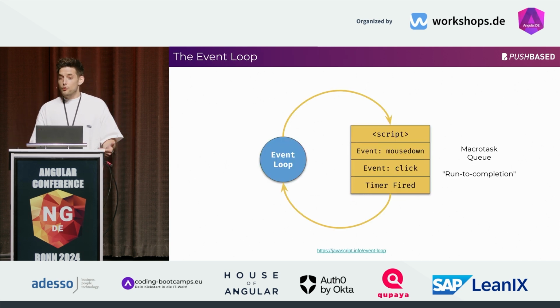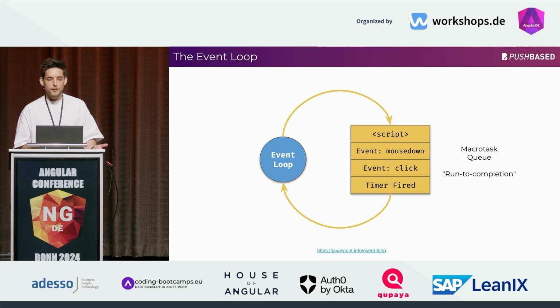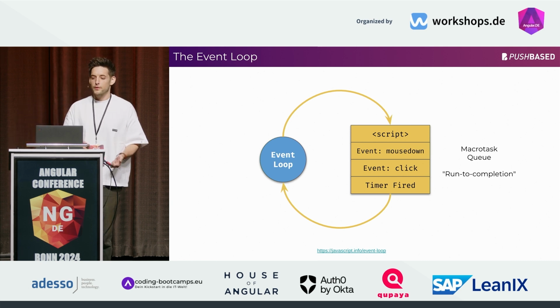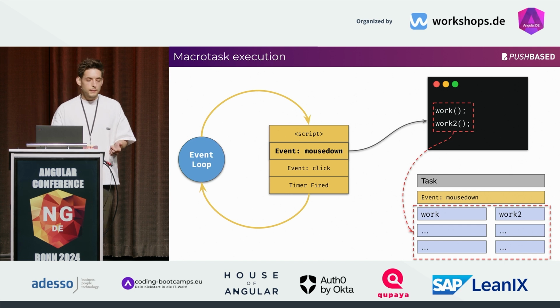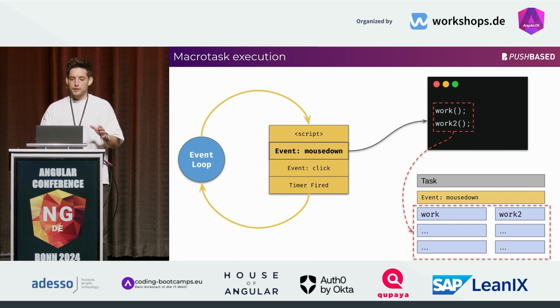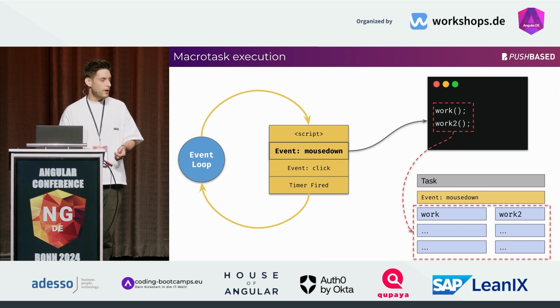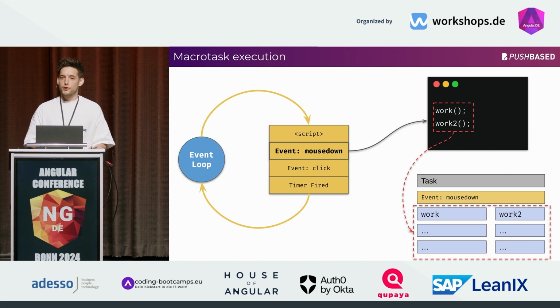So the event loop works after the run to completion model. So what does it mean? Let's take a look at this queue, what we have here. So we are starting here at event mouse down, so the user tries to click. First macro task we will have is event mouse down. What are we doing here? We execute two functions that are called work and work2.